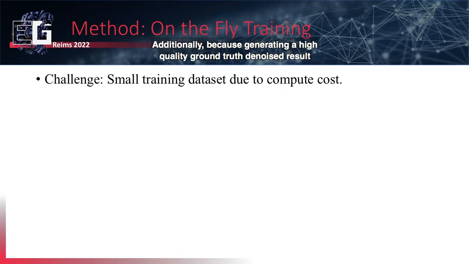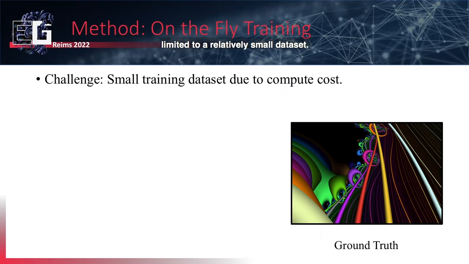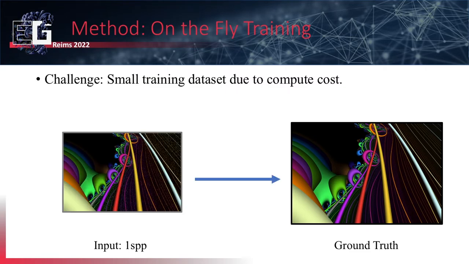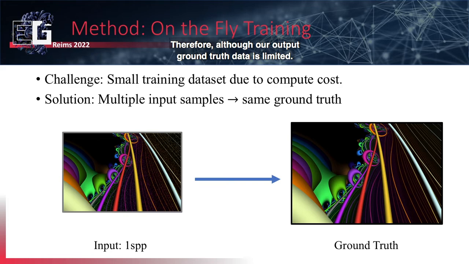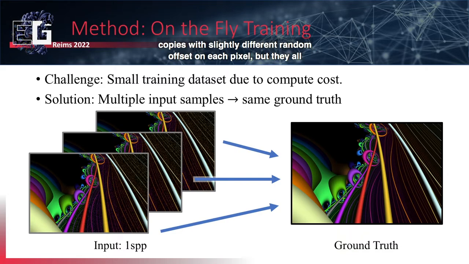Additionally, because generating a high-quality ground truth denoised result at 1,000 samples per pixel can be expensive, our learning task is limited to a relatively small dataset. For efficient learning, we note that each ground truth denoised result is paired with a 1 sample per pixel noisy input during the training process. So, during training, we can efficiently re-render the noisy 1 sample per pixel input by drawing different samples within the same pixel, which still corresponds to the same output. Therefore, although our output ground truth data is limited, we actually have infinitely many input-output pairs. For example here, the noisy shader rendering could have multiple different copies with slightly different random offsets on each pixel, but they all share the same ground truth image.